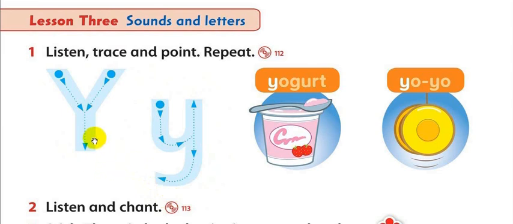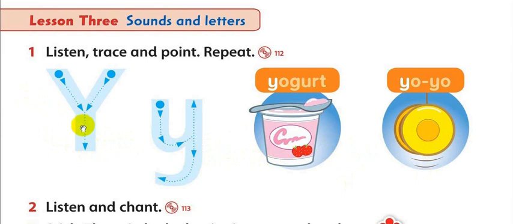Repeat after me, please. Y. This is the uppercase Y, and this is the lowercase Y. Y sounds y. Y, as in yogurt. Yogurt. Yo-yo. Again. Yogurt. Yo-yo. Good.